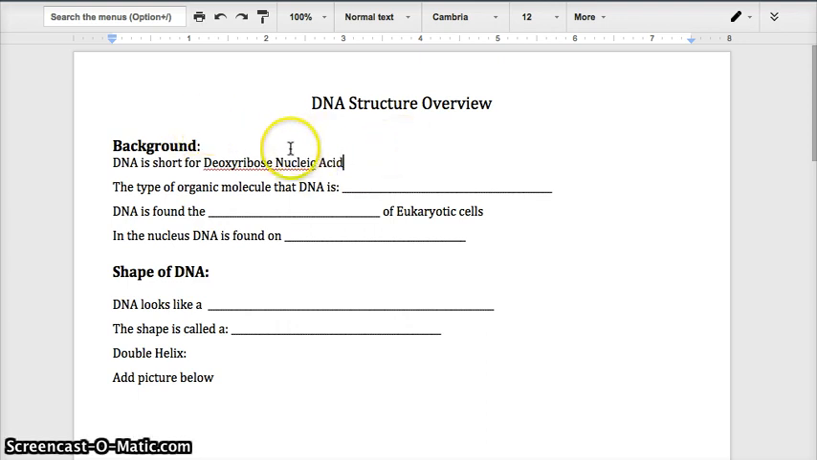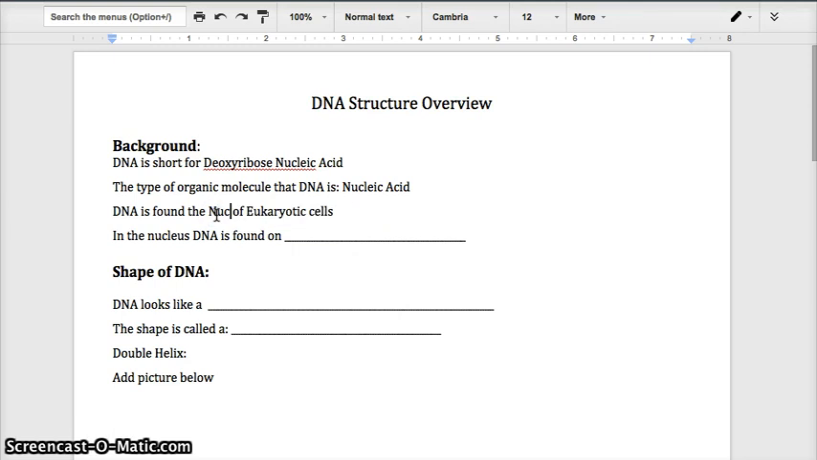So remember back to our organic molecules. Nucleic acid is one of them. So the type of organic molecule that DNA is, is a nucleic acid. DNA is found in the nucleus of eukaryote cells. Remember, prokaryote cells don't have a nucleus, so it would just be found in the cytoplasm. We're just going to focus on eukaryote cells for this section. And then in the nucleus, DNA is found on chromosomes, and we're going to talk more about that in the next section.